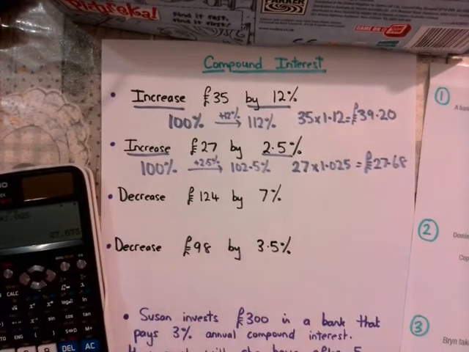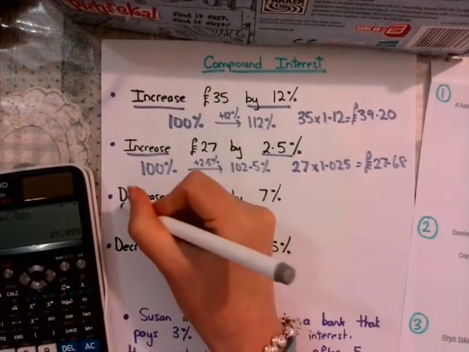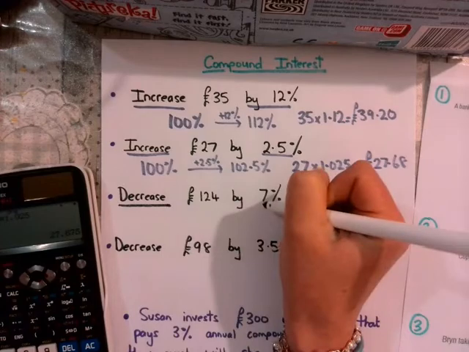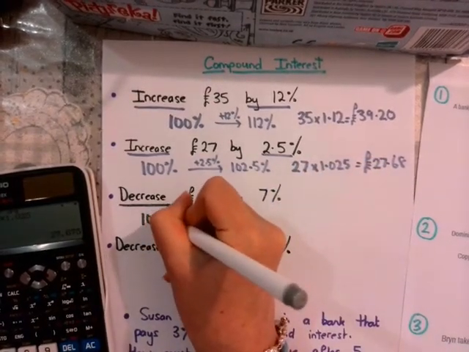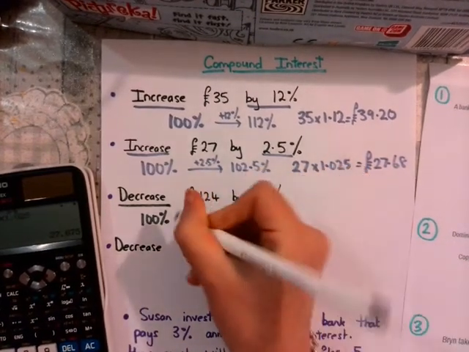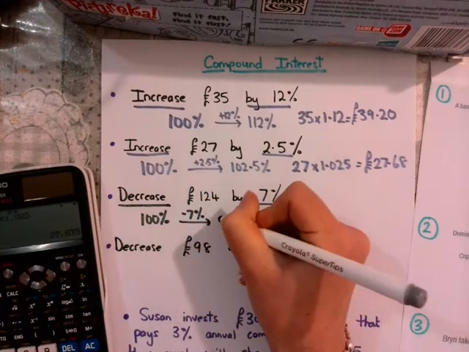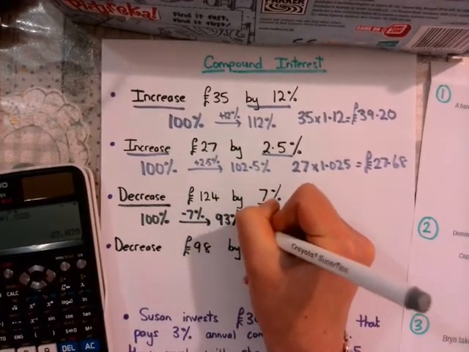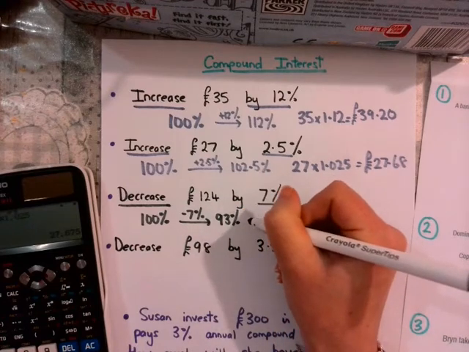So a decrease is exactly the same. I'm just going to swap my pen because that one's not particularly great. So a decrease is exactly the same method, but this time, rather than adding on that percentage, I'm going to be taking it off. So it's still 100% to begin with, but this time I'm going to decrease it by 7%. So I take off 7%, which leaves me with 93%. And again, I still want to divide that by 100, so it would be 0.93.